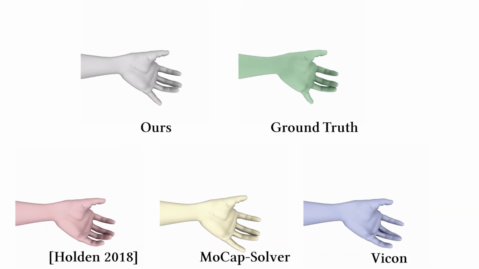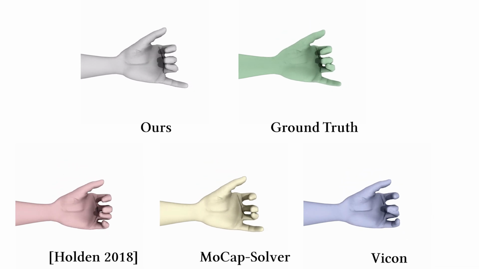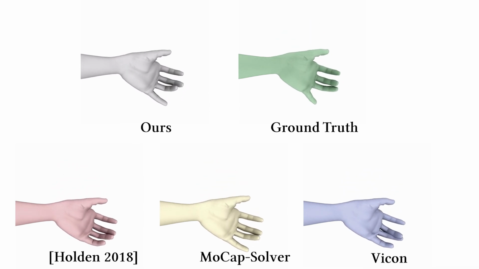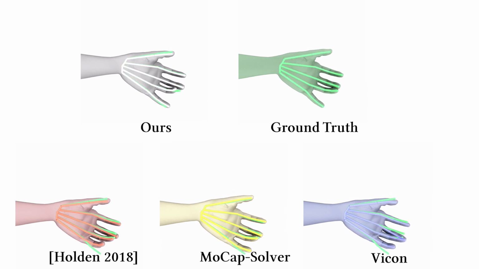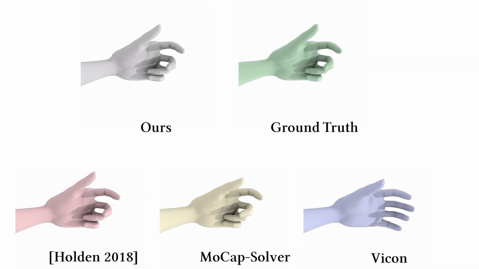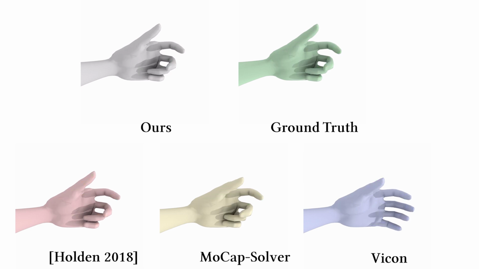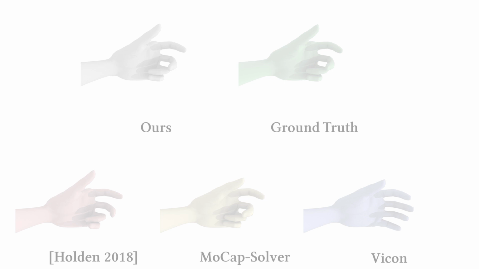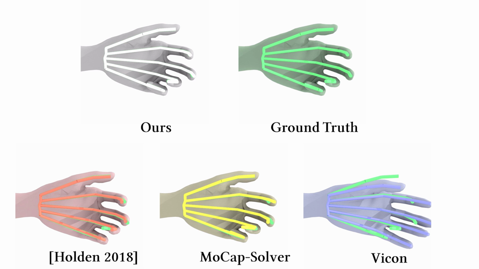In this case, the marker of the little finger is occluded. Moreover, the markers of the middle and ring fingers are incorrectly labeled. In this instance, all markers, except the one on the thumb, are occluded. Consequently, Vicon fails to solve this motion.